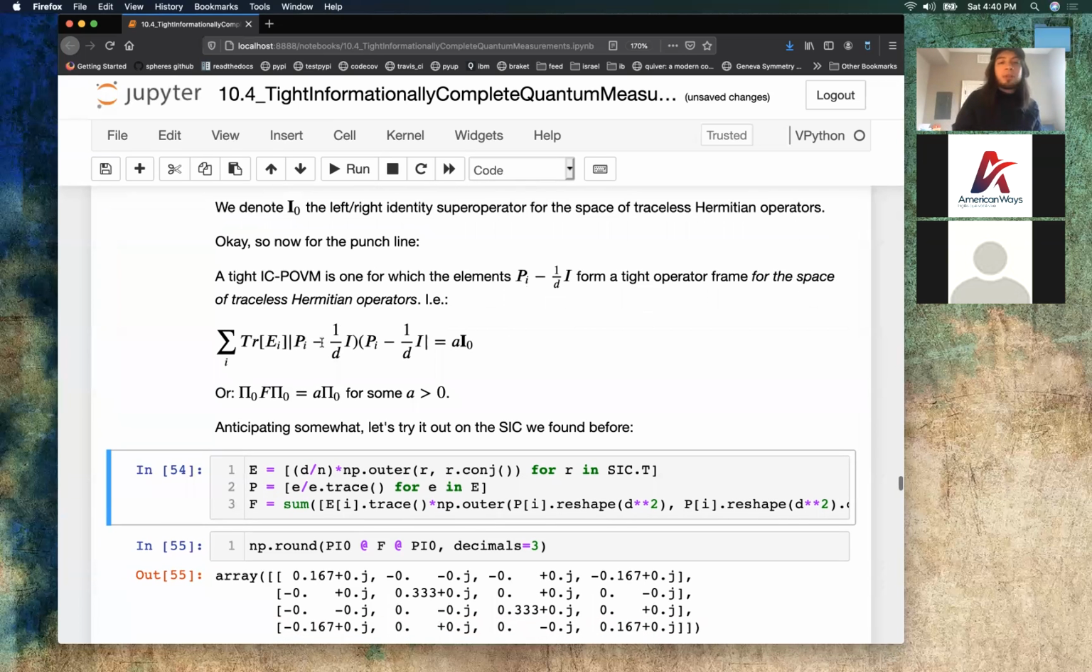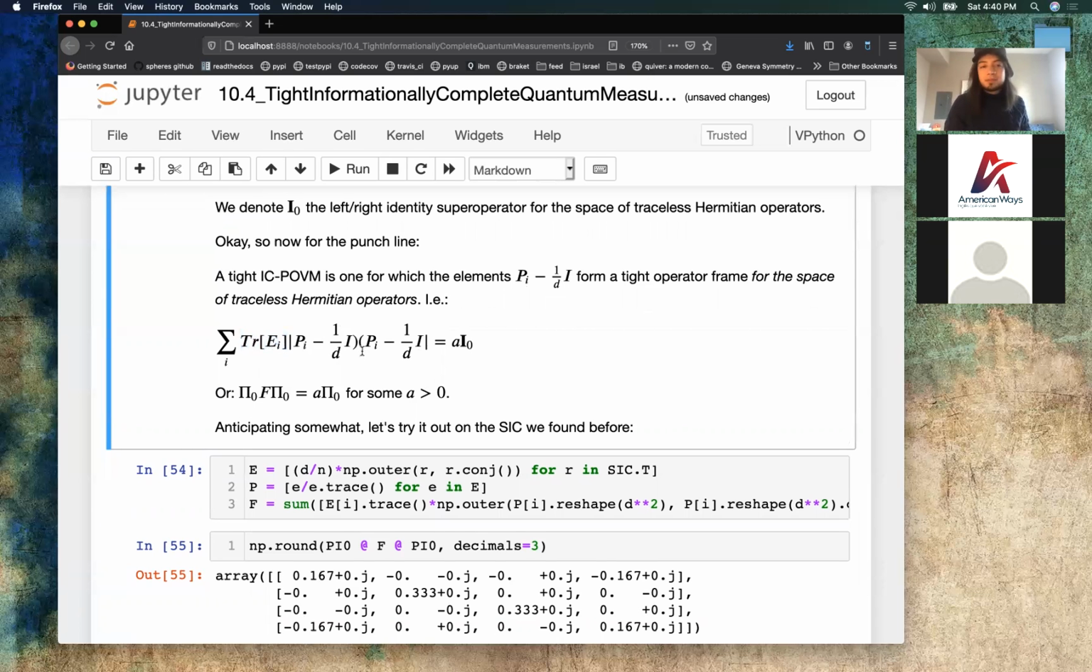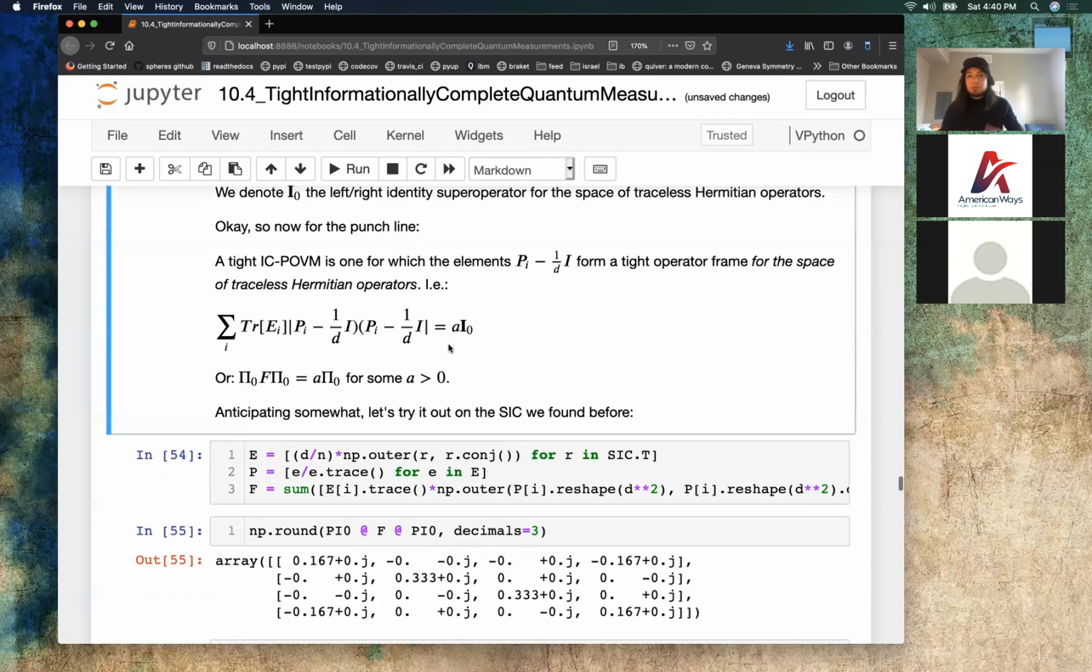Now I've got this traceless guy. If we then form the frame operator for those, which is just this, where here we've got our weight, then that has to be proportional to the identity on this space of traceless operators. Another way of saying this is that if we stick F, the frame operator, in the middle of two pi zeros, we just have to get something proportional to pi0.